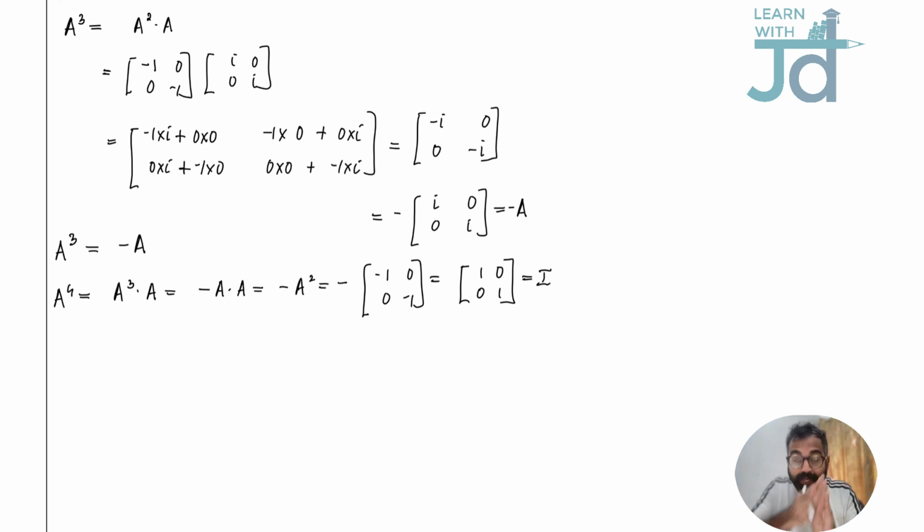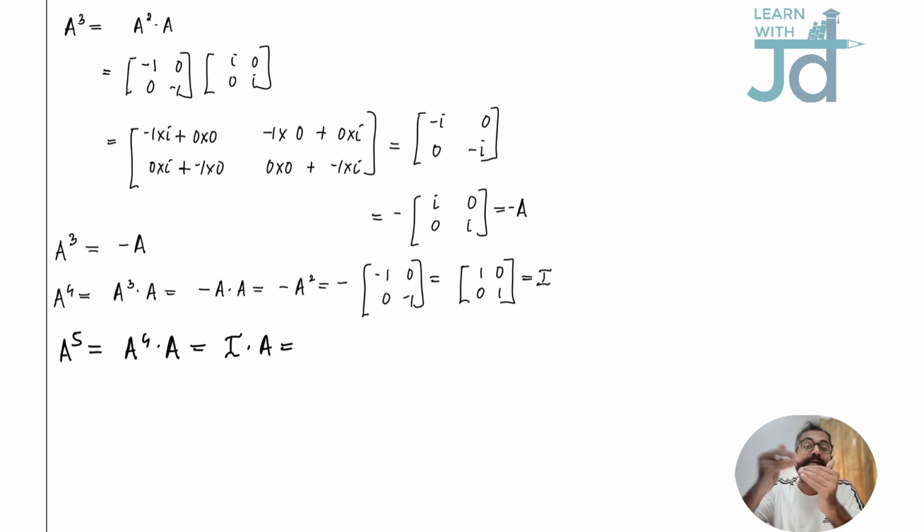So you got that A raised to 4 is I. Now what will be A raised to 5 then? You will say, sir, A raised to 4 into A, and A raised to 4 is I. And I into A, anything into any matrix is that matrix itself, because it's an identity matrix. It's like multiplying 1 with any number. So you will get A back.